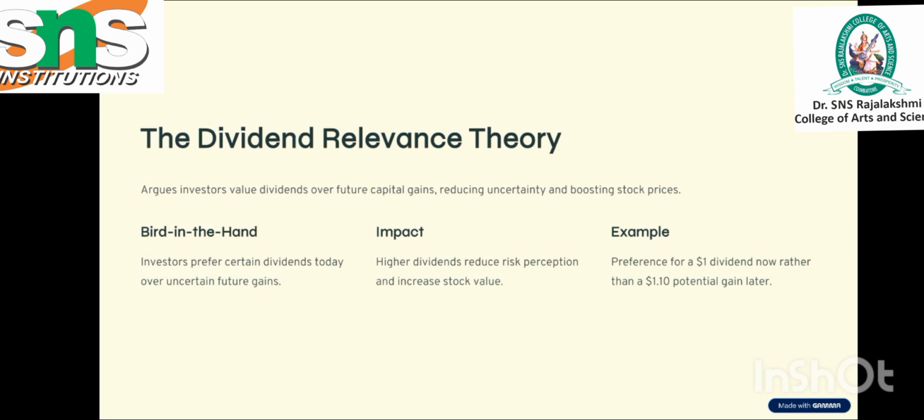Bird in the hand. Investors prefer certain dividends today over certain future gains. Impact. Higher dividends reduce risk perception and increase stock value. Example, preference for a $1 dividend now rather than a $1.10 potential gain later.